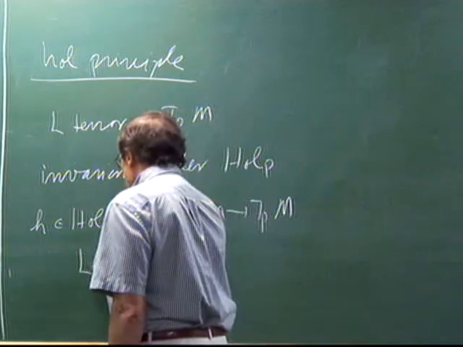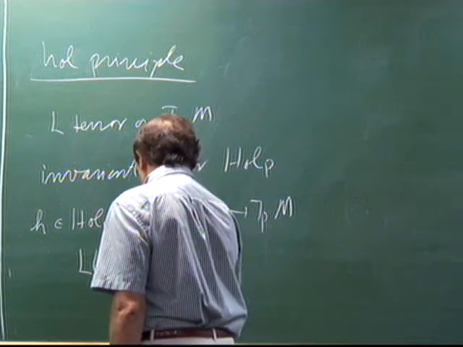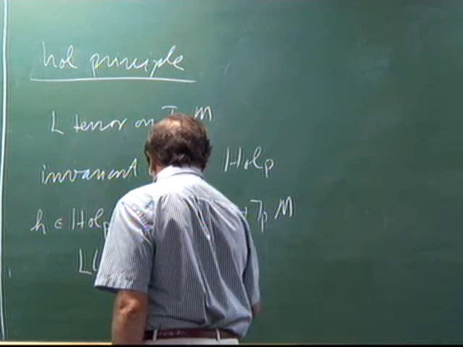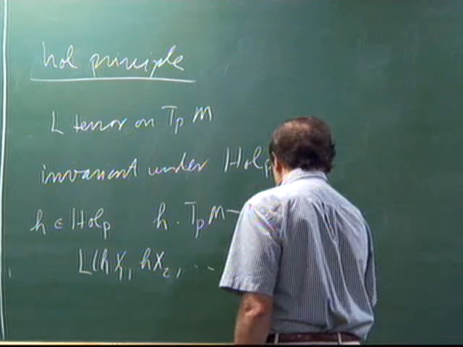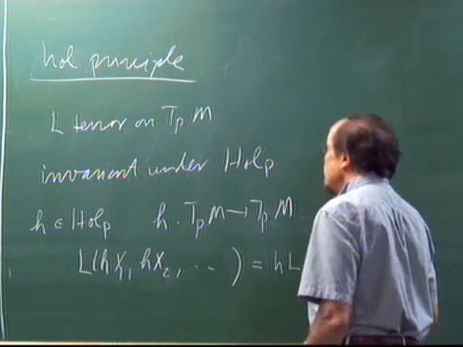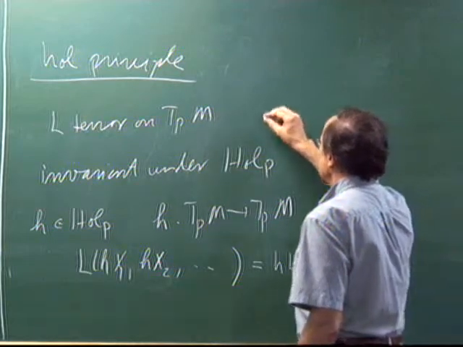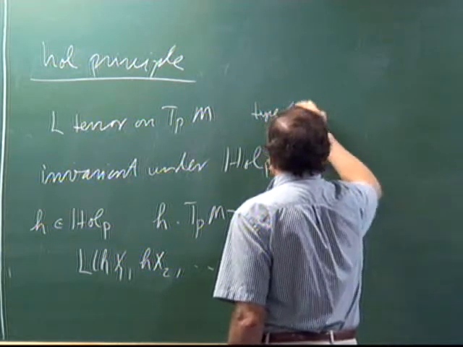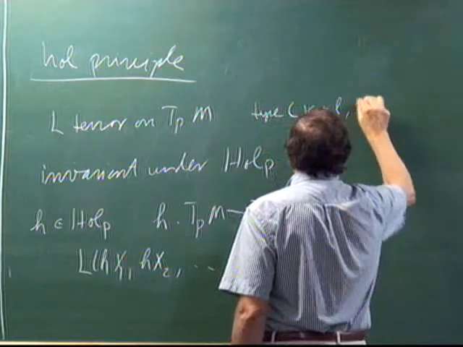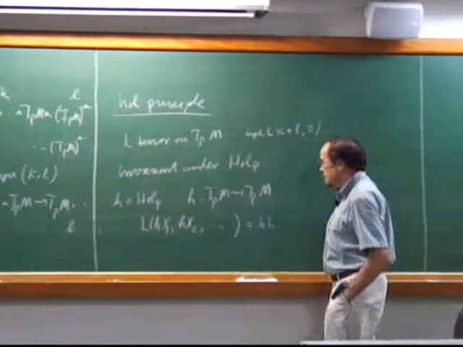Invariant means that if I plug that in, this becomes H applied to L. Well, so now I have to say what the type is. Let's make it into, say, type K plus L, 0. By plugging it into the argument here, I can always make it function valid if I want to.